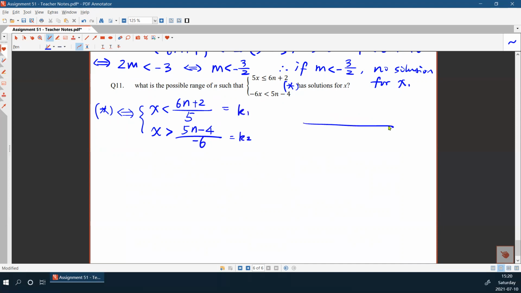And this time, tell me, suppose this is k1. Tell me where should k2 be? Should it be on the left side of k1 or to the right? Which is the correct position of k2, in order to make the system have no solutions for x?